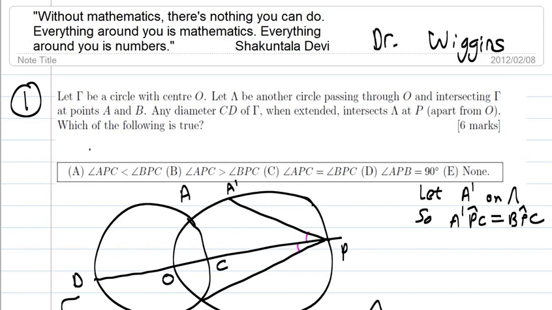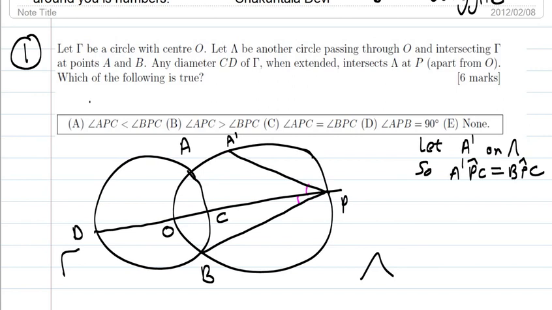So the first problem that I want to do tonight is this problem. It is a nice geometry question and it goes as follows. You have two circles. The one circle has center O and you have another circle that passes through O and intersects the other circle at points A and B. And we also have that the circle on the left has diameter CD, so it passes through the center of the circle. And when you extend the diameter, it intersects the other circle at point P apart from point O. So point P and O are different points.